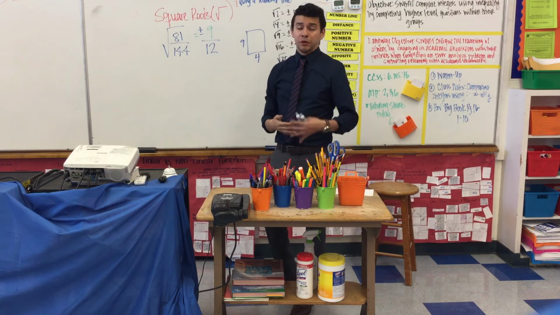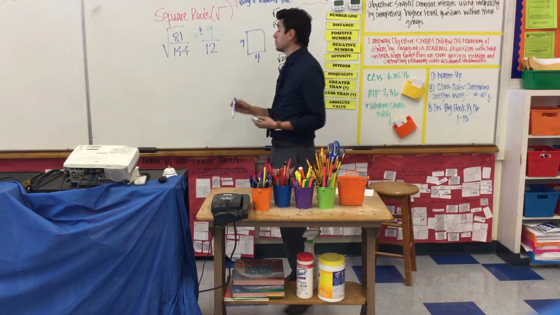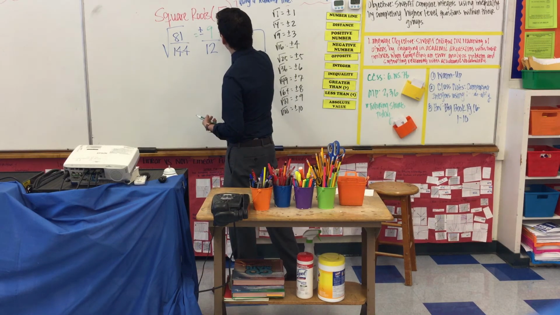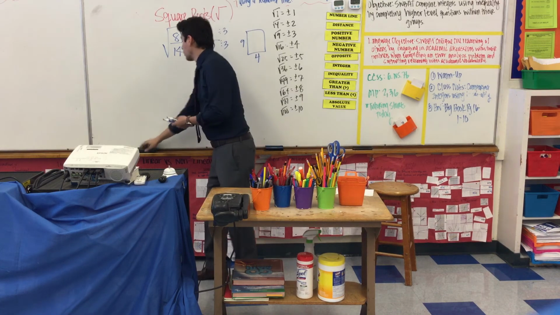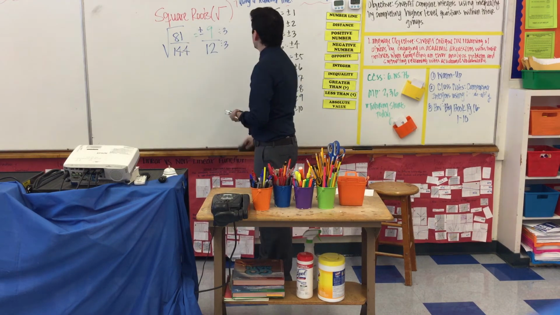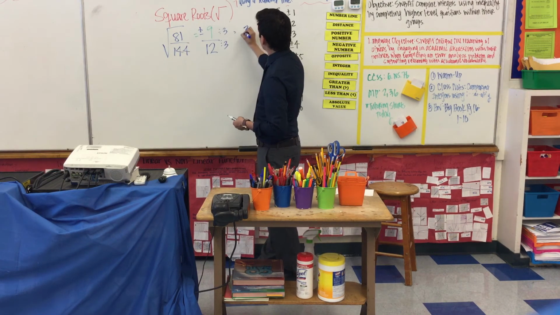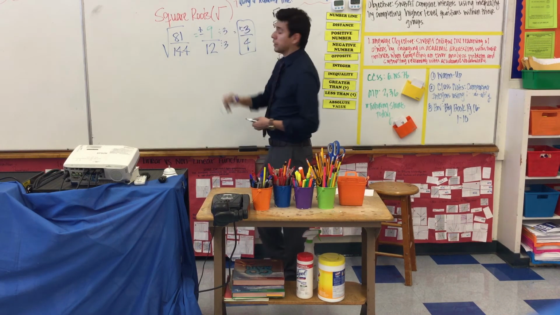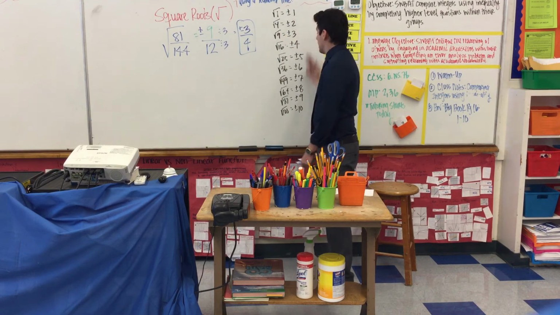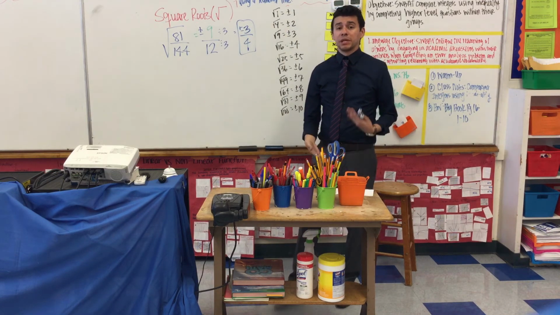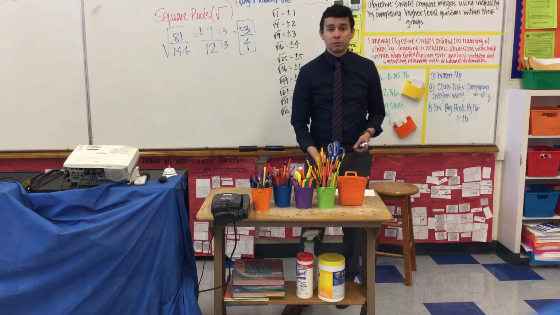Now, if you can simplify your fractions, go ahead and simplify them. So in this case, I'm going to divide by 3, or simplify by 3. So then this is 3/4, positive, negative, and there you go. Again, memorize the square roots. That's the best way of doing these problems.